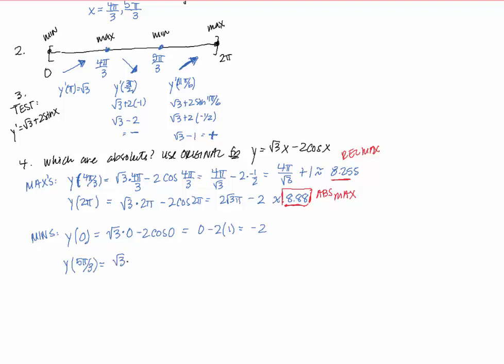That's the square root of 3 times 5 pi over 3 minus 2 cosine of 5 pi over 3. So 5 pi over the square root of 3 minus 2 times the cosine of 5 pi over 3. Cosine of 5 pi over 3 is a half, like pi over 3 makes a half in cosine. 5 pi over 3 is in the fourth quadrant. This is a positive 1/2 where the x value is positive, so we have 5 pi over the square root of 3 minus 1.